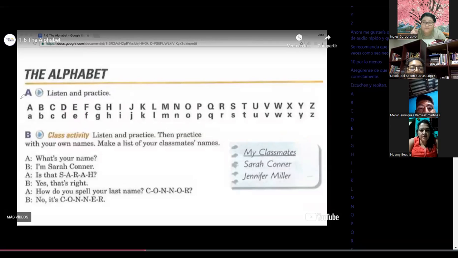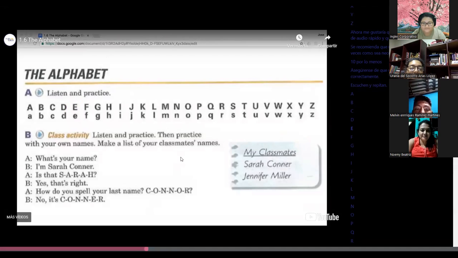Esas tienden a confundir porque como en español para nosotros la I es la otra, right? Entonces en inglés la I es la E, right? La I. Good. Okay, let's continue.